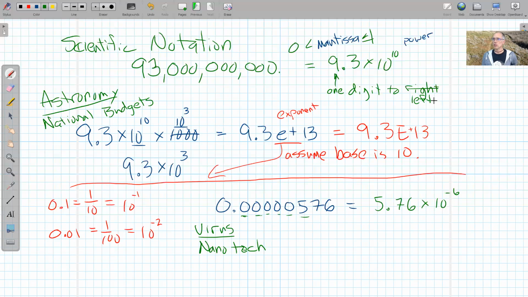And then, oh, I see something popped up in the chat. So that's really what I want to say about scientific notation there. It's a pretty short part of this section.